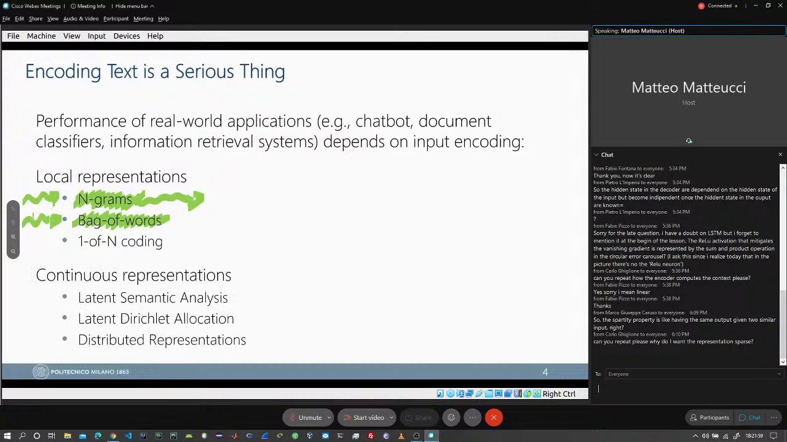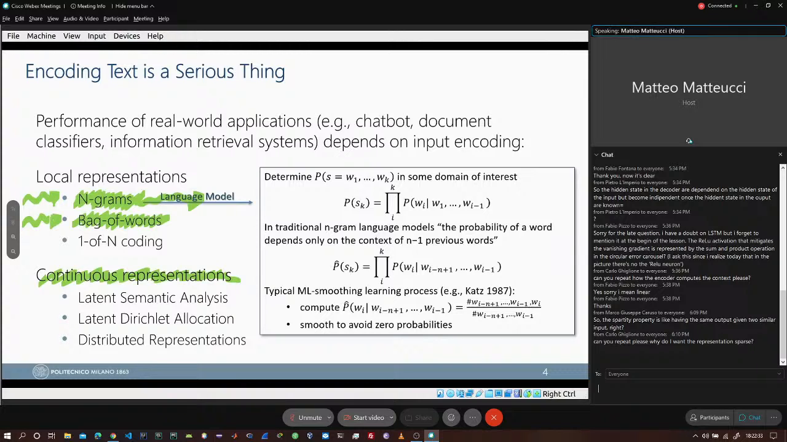There is an alternative way, which is called continuous representation. In continuous representation, you move from a discrete approach, which is related to the words, to a more continuous space representation. We will see that continuous representations have been introduced to overcome the limits of local representation. But let's start from the most known local representation.